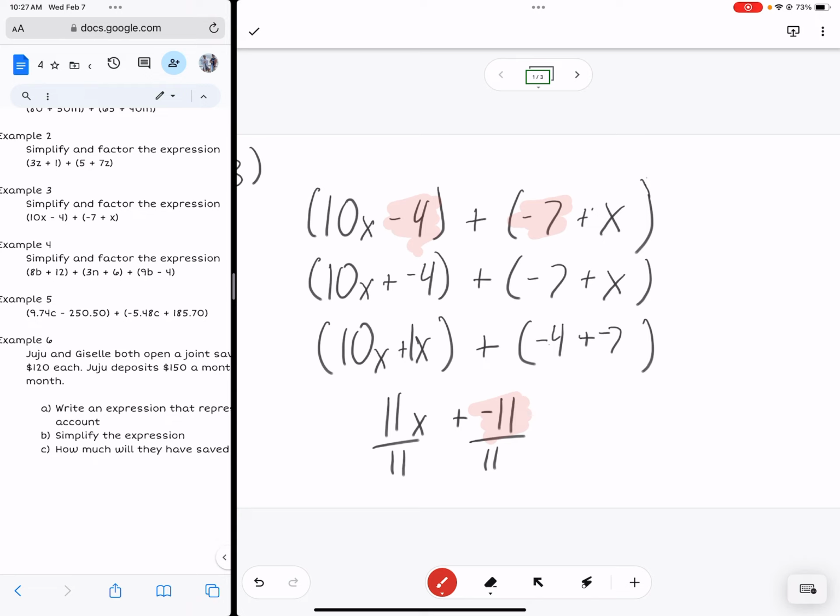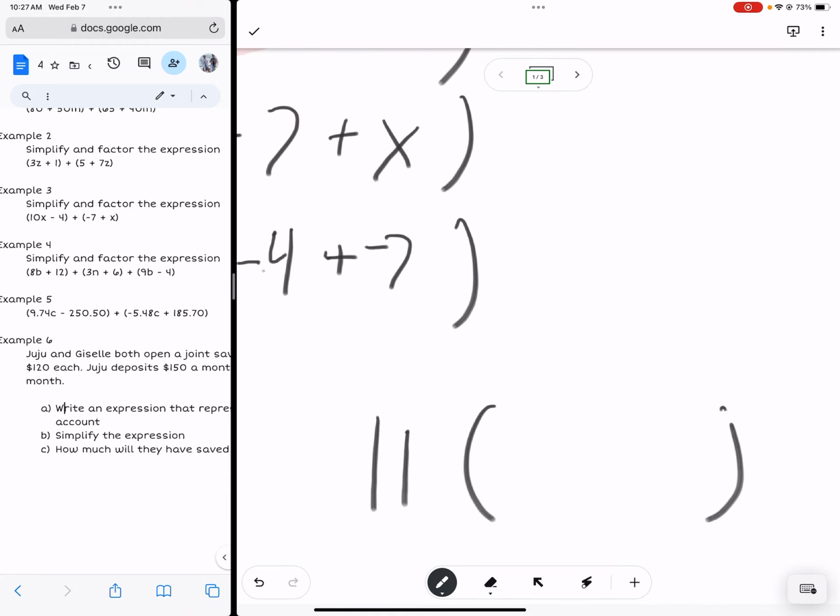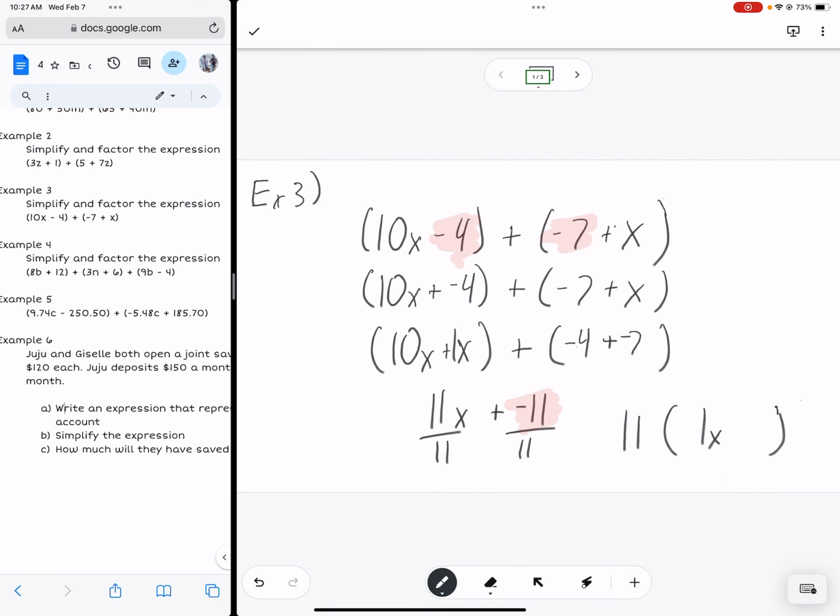Okay, so when we factor out the 11, what do I get? I know that 11 is going to go on the outside. What goes on the inside? 1x, and it's actually going to be minus 1. You just put x. You could just put x, yes. There you go. That's how you do it.